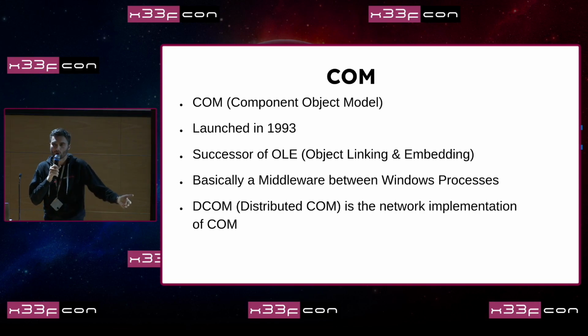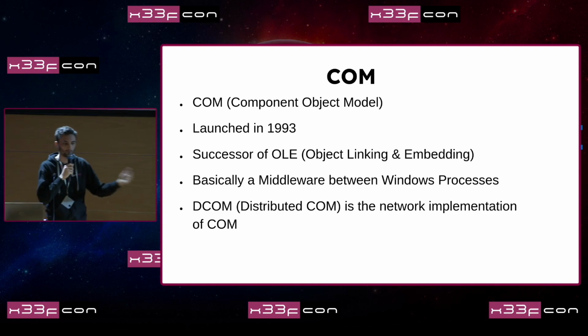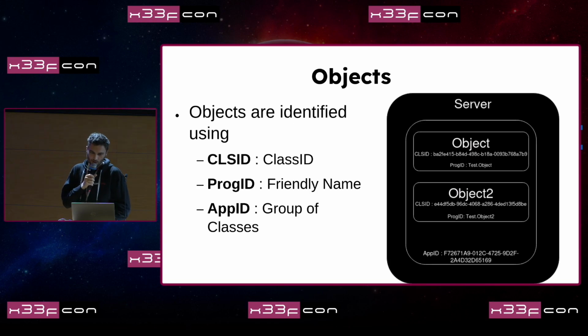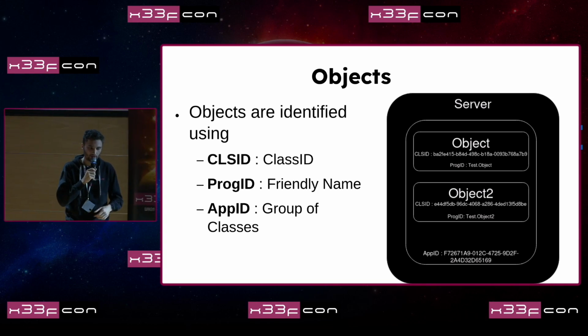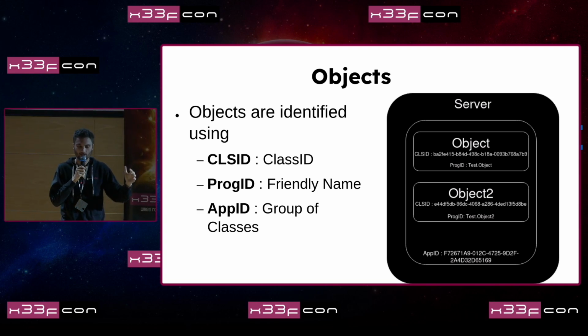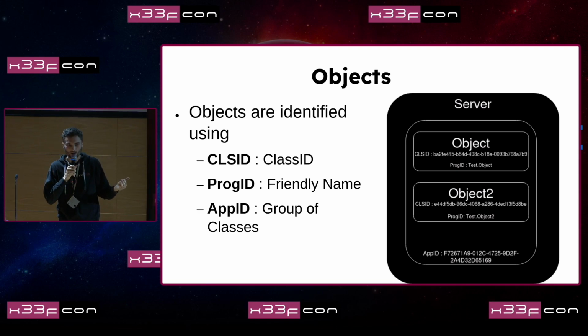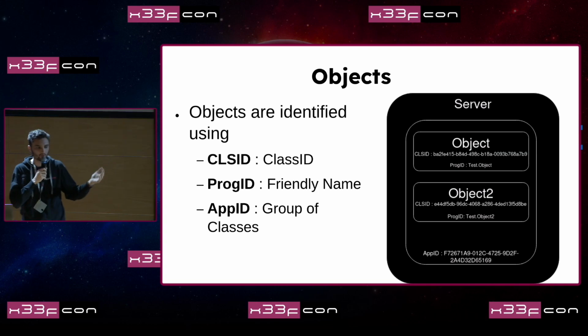And DCOM stands for Distributed COM. It's the network implementation of COM. So between computers, you can instantiate classes and access methods on remote hosts. The objects in COM are identified using the CLSID, the class identifier. Within the server, you can have multiple objects inside a container named AppID, which is basically a grid that embeds multiple objects, and each of those objects has a CLSID, which identifies them, and a ProgID, which is a friendly name for the class.